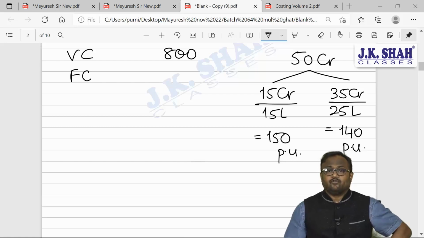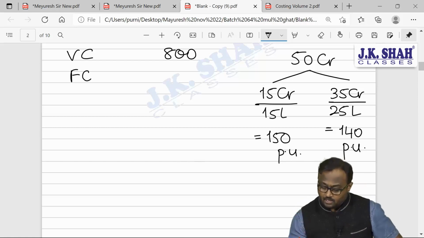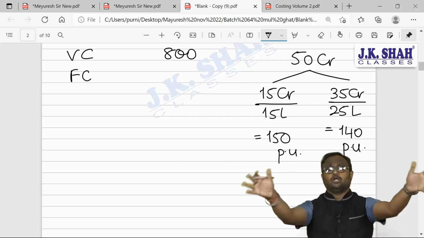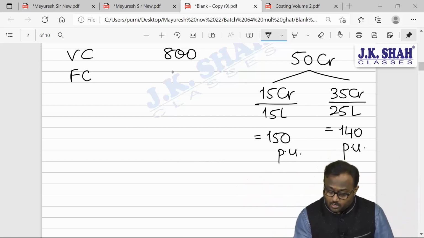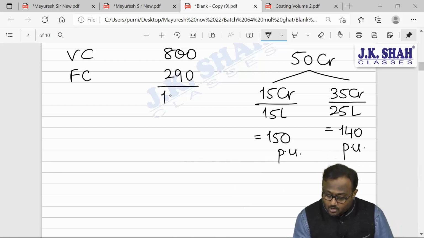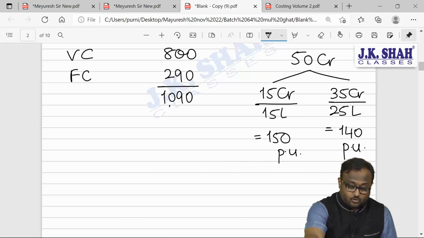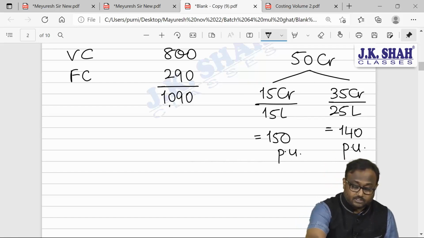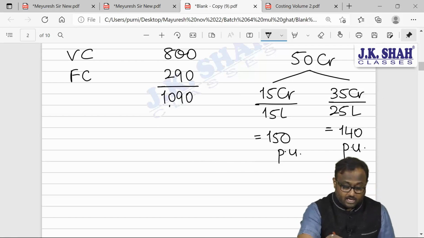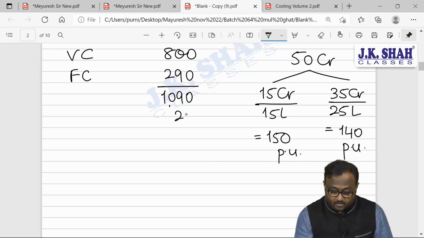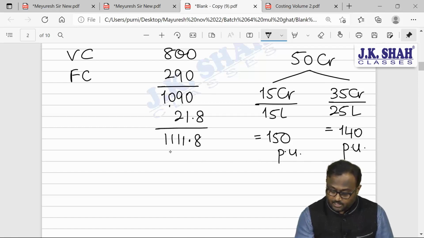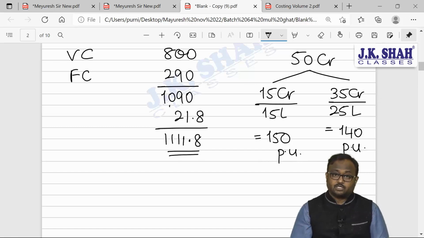15 crores upon 15 lakhs exclusively for B, 150 per unit. 35 crores for all 25 lakhs, 140 per unit. So 290 per unit is the total cost for me to be recovered from the customer, which is 1090. 1090 plus 2%, 21.8. So 1111.8 is the price to be charged internally.